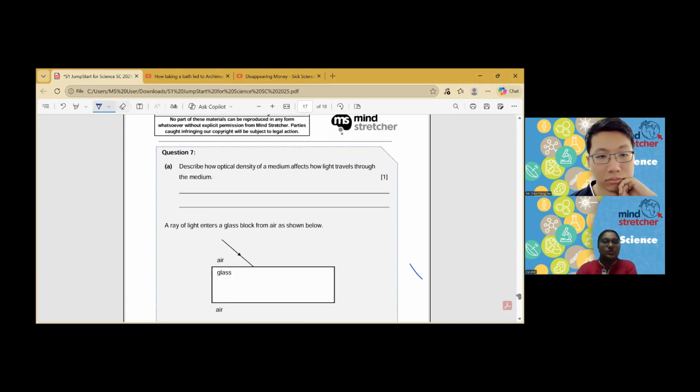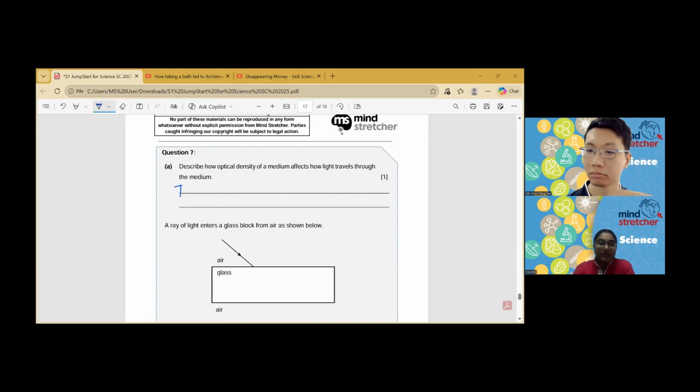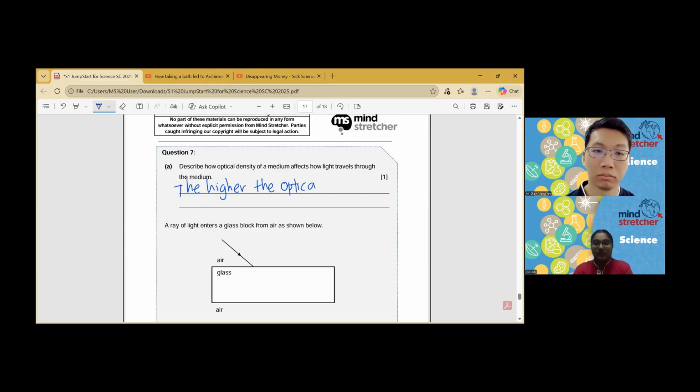What do you think is going to happen? Let me start off first, then you can tell me how to complete. I have an answer: the greater the density, the slower the speed of light. You can't say greater the density, you must say optical density. Because in this case, since it's related to light, the word optical density has to be there. So correct. The higher the optical density of the medium, please make sure you write optical density of the medium.